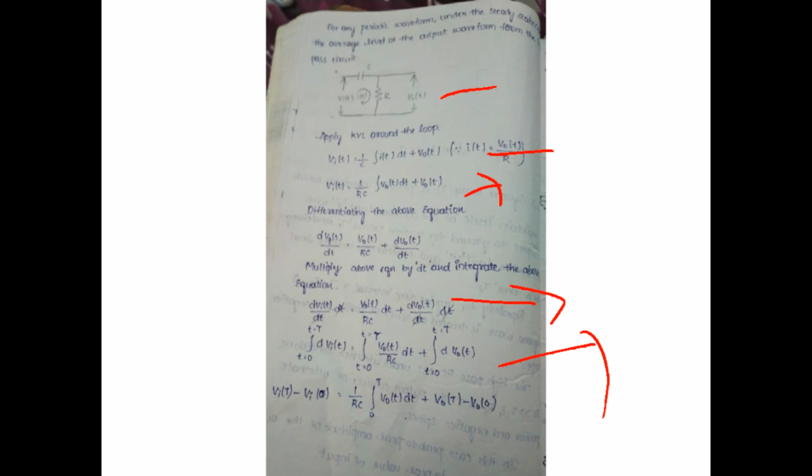Differentiating the above equation, dVo by dt is equal to Vo(t) by RC plus dVo(t) by dt. Multiplying the above equation by dt and then integrating, the dt will be cancelled, and the equation will be like this: V(t) minus V(0) is equal to 1 by RC integral 0 to t Vo(t) dt plus Vo(t) minus V(0).